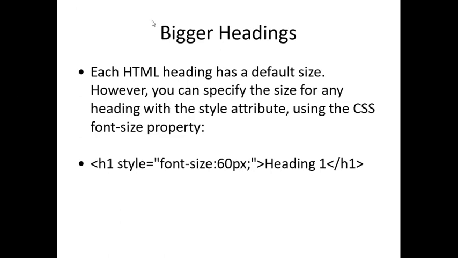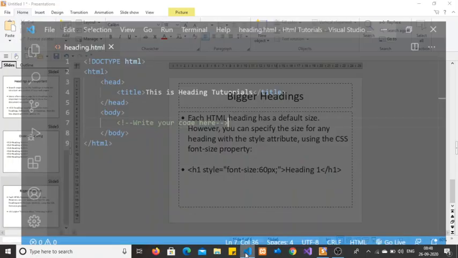We can customize the font size of any heading element by using a style attribute. In it, we write the CSS property font-size, and we can specify the font size value, what would be the size of the font for this heading element. That's it for the presentation. Let's move to the coding section.